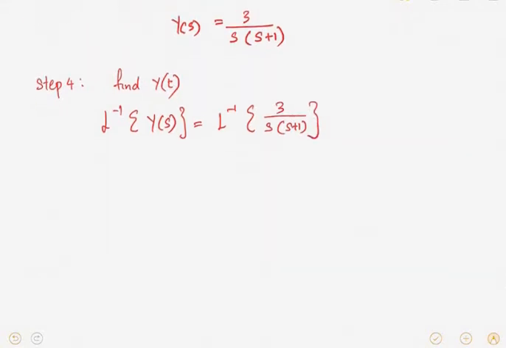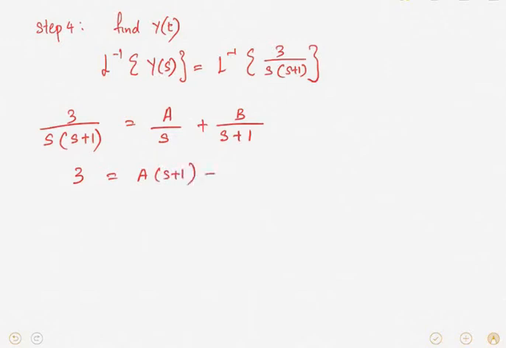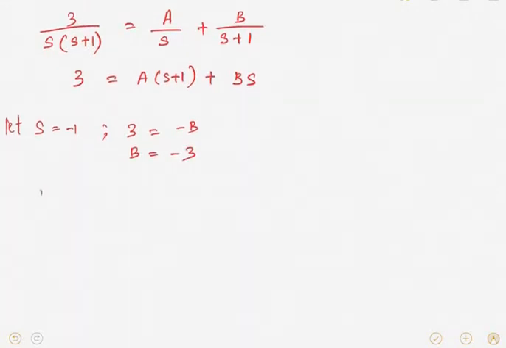Here you can either use the convolution integral or you can use partial fraction expansion. Now I use the partial fraction expansion, so we have 3 over s(s plus 1) equal to A over s plus B over s plus 1. Let's find A and B. So now you have 3 equal to A(s plus 1) plus Bs. Assume s equal to -1, so you have 3 equal to negative B, so B is -3. And then if you assume s equal to 0, you will obtain A equal to 3.